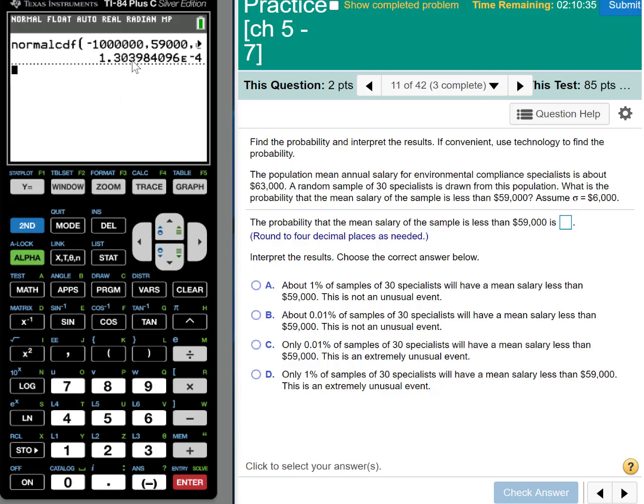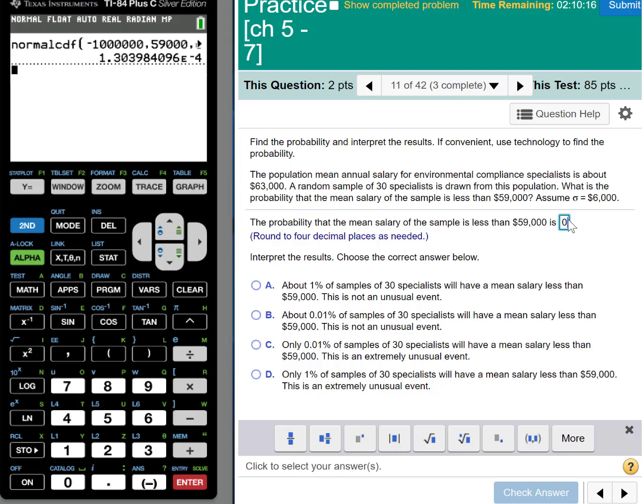Now the answer is 1.303984 E minus 4. E minus 4 means you have to move the decimal place 4 digits to the left. He's asking you to do it to 4 decimal places. So if you move it 4 digits, it will be 0.0001. So I just put, this is how you enter your answer.